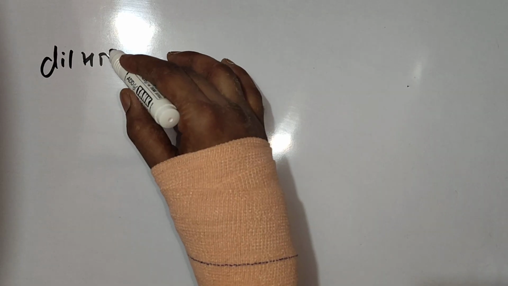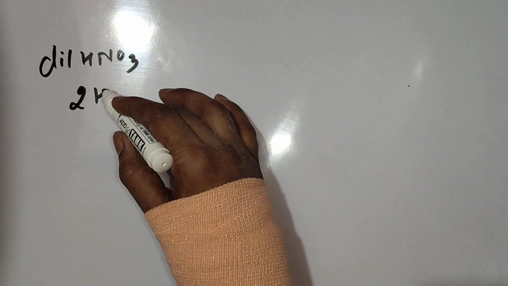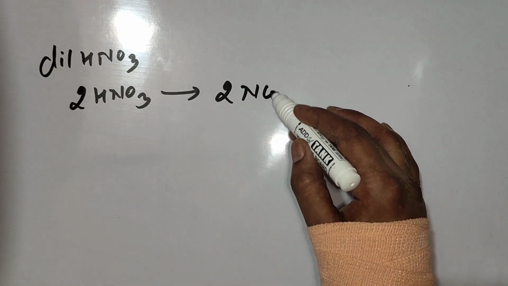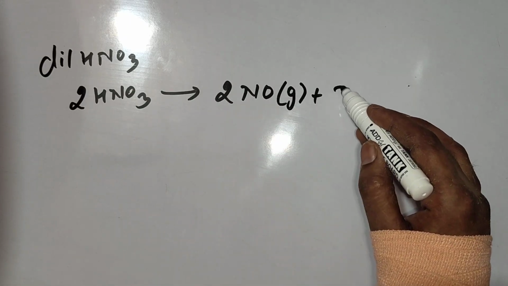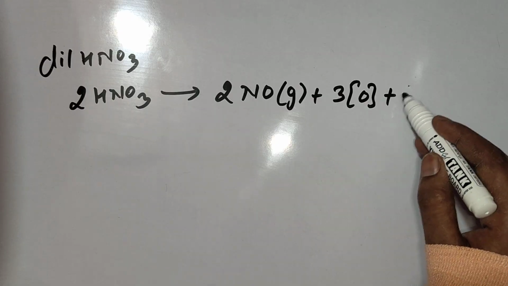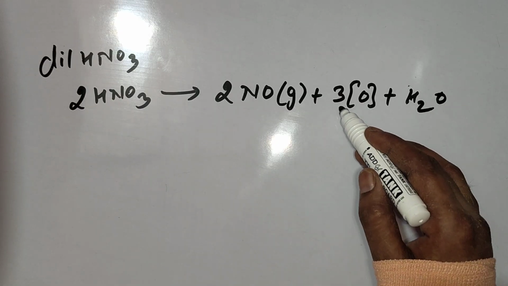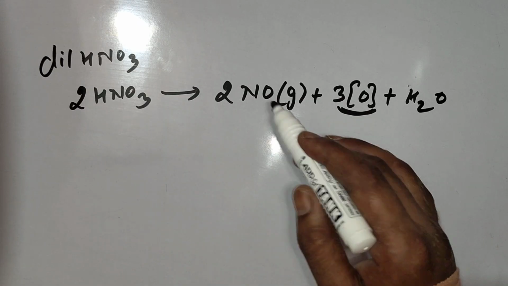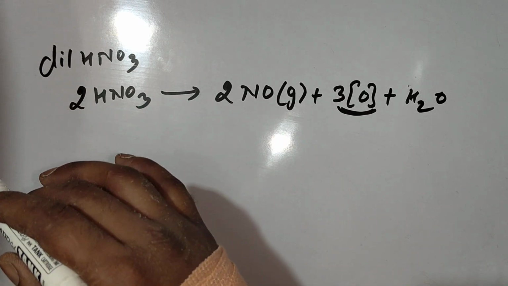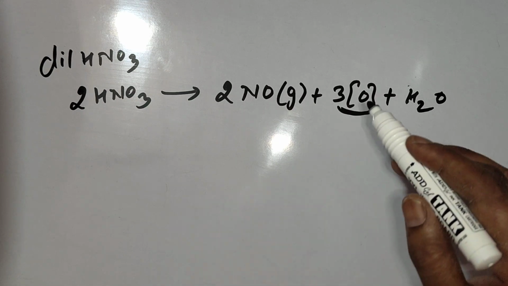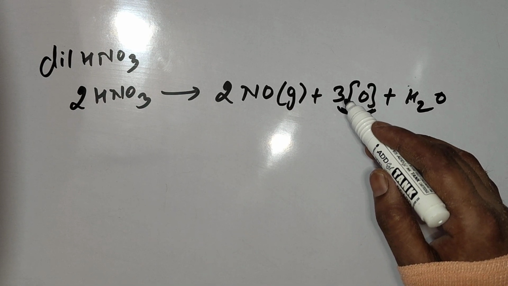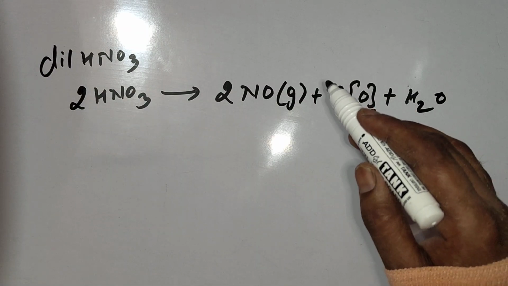Already I have told you how dilute nitric acid is working as an oxidizing agent. Two particles of dilute nitric acid were reacting to create two molecules of nitric oxide gas, three nascent oxygens, and one water molecule. These nascent oxygens were oxidizing phenol to benzoquinone. How? Please check the previous video. Everything is given there. What are nascent oxygens? How are they working as an electrophile? How are they converting the benzene ring of phenol to benzoquinone? Everything is given there with the mechanism.